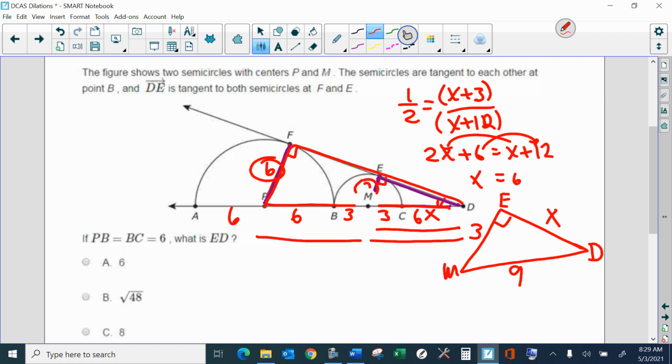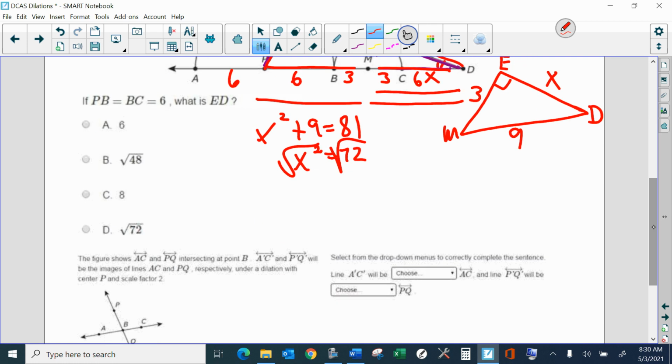So now I have a right triangle, so we can do the Pythagorean theorem. So I have x squared plus 9 equals 81. Subtract the 9 across. I get 72. Square root both sides. They didn't even simplify it. They left it as square root of 72. That would reduce down to 36 times 2, which is 6 root 2 if they had actually simplified it.